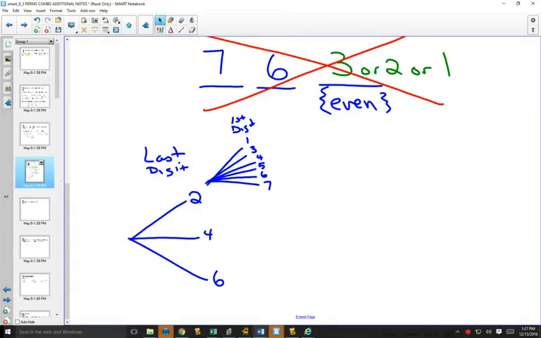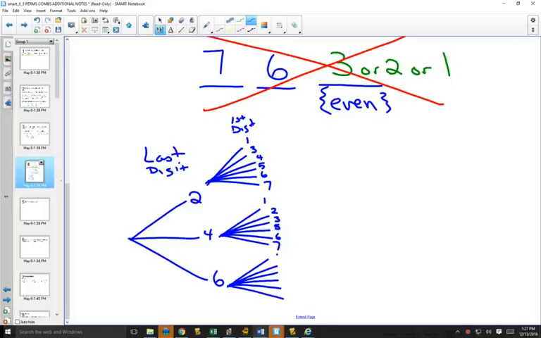If you chose the 4, it could be, oh, is there not 1, 2, 3, 4, 5, 6? There we go. It could be a 1, a 2, a 3, a 5, a 6, or a 7. Just the 4 wouldn't be. And if we chose a 6, it could be a 1, a 2, a 3, a 4, a 5, or a 7.